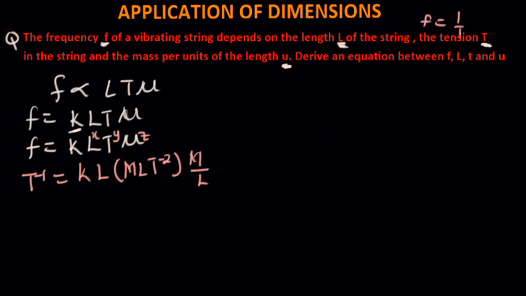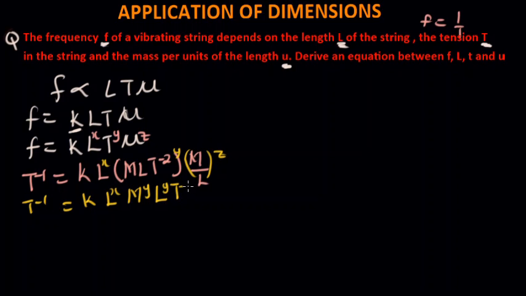Okay, so let's put it in a linear equation. So we'll have T to the power -1 equal to K, L, and here we have our X, Y, and Z. So X will have M, let's multiply through: M to the power Y, L to the power Y, T to the power -2y, dot M to the power Z, and then L to the power -z. So now let's group like terms and see what we'll get.